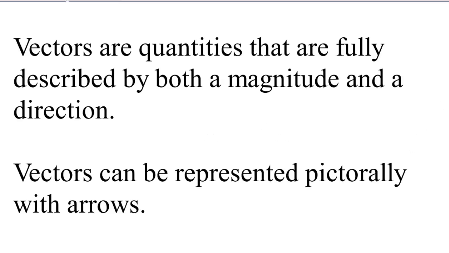So just to remind you what the definitions are, a vector is a quantity that's fully described by both a magnitude and a direction. And you guys need to remember, magnitude just tells you how much of something. Vectors can be represented pictorially with arrows.